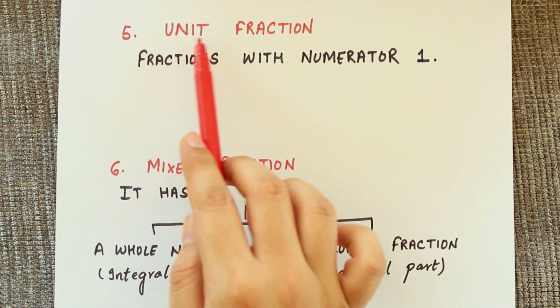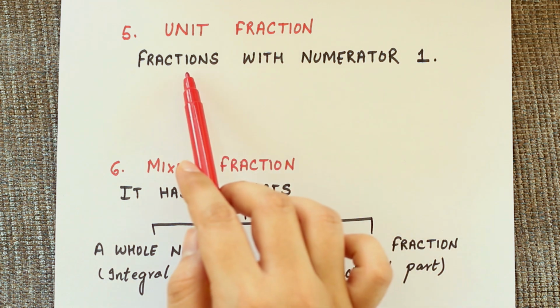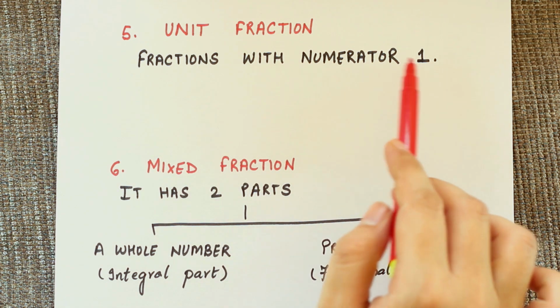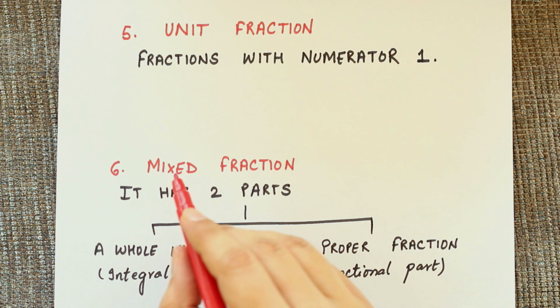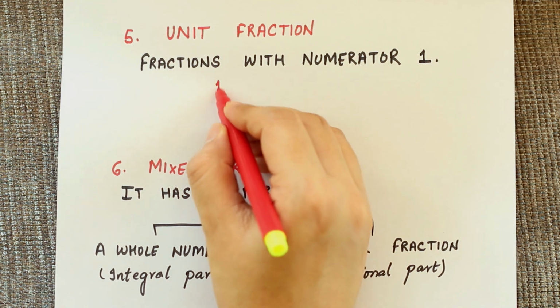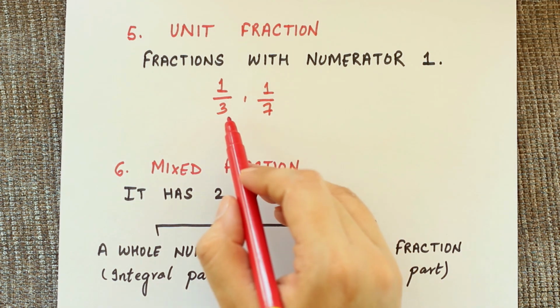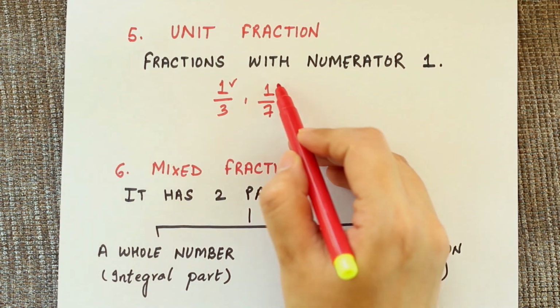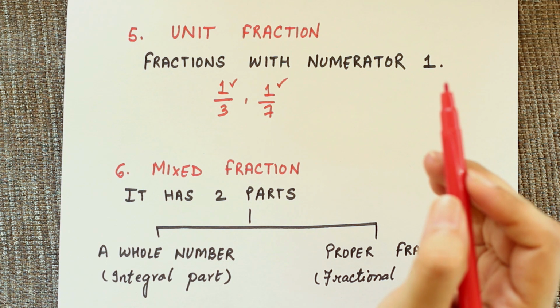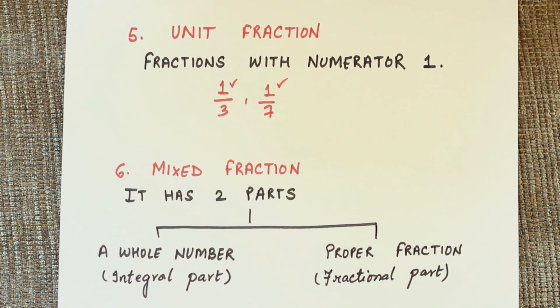Fifth one is unit fraction. Fractions with numerator 1 are known as unit fractions. For example, 1 by 3, 1 by 7. In both these cases, the numerator is 1. So they are examples of unit fractions.